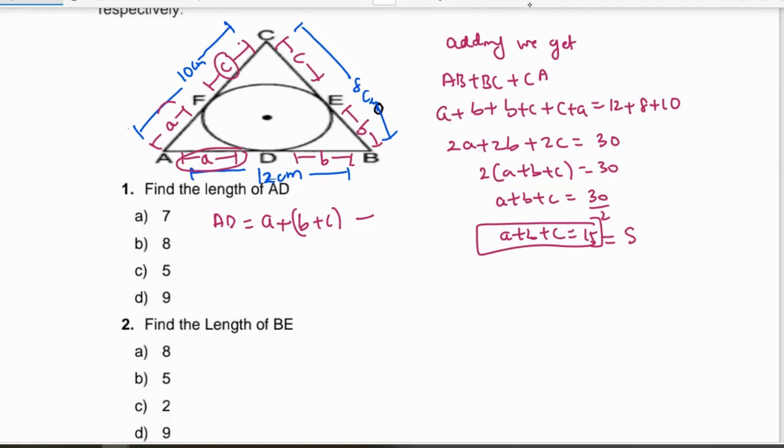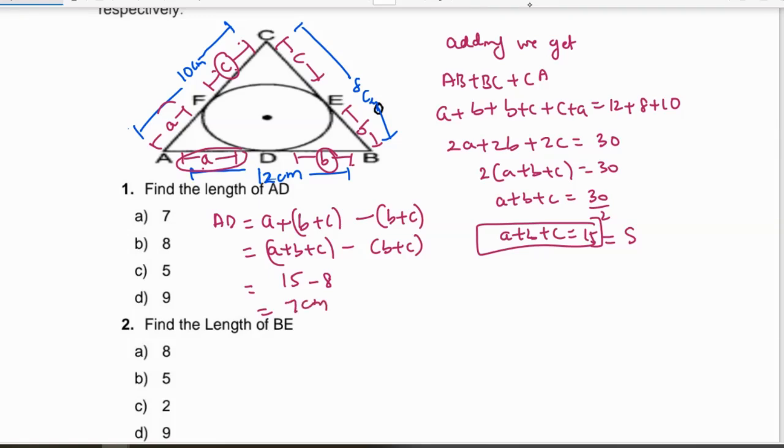We are getting this too, B plus C, then B minus of B plus C. So it is A, then plus B plus C, B plus C, then minus of B plus C. That will be A plus B plus C minus B plus C. So now A plus B plus C is how much? It is 15. B plus C is 8. So minus 8. So it will be how much? It will be 7 centimeter.